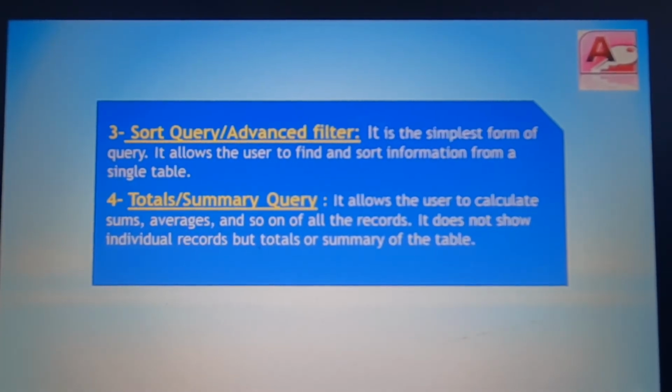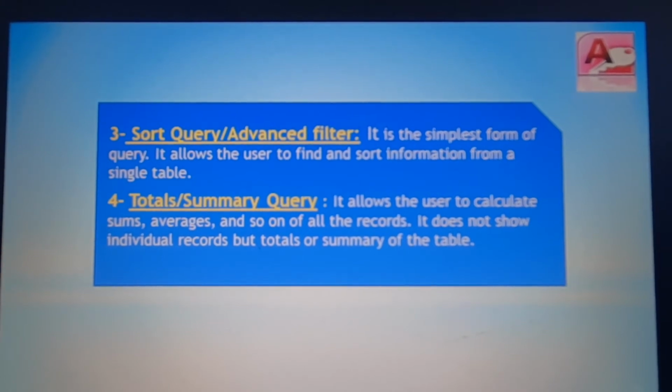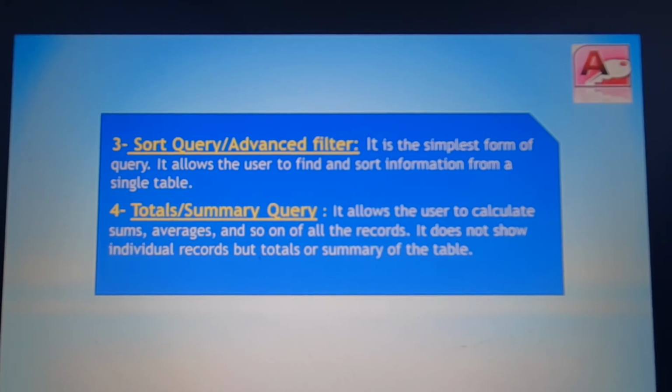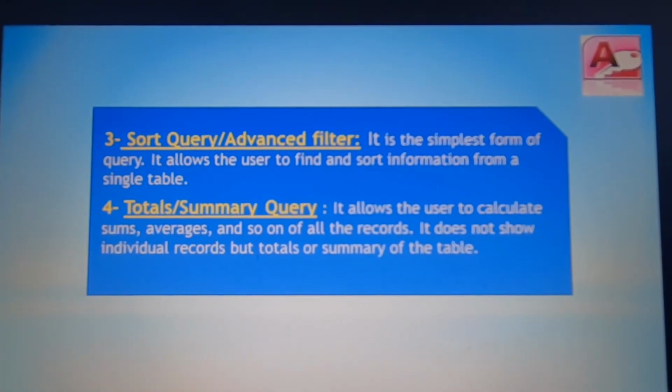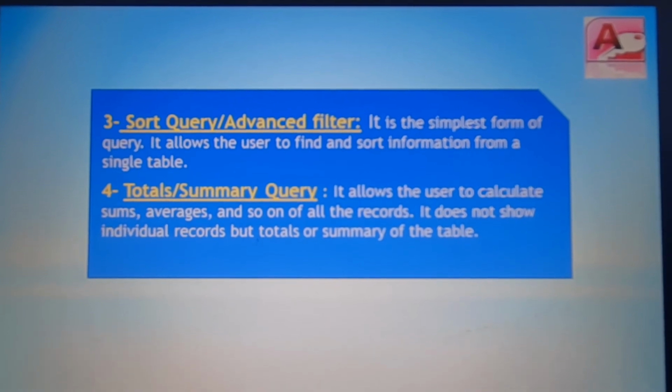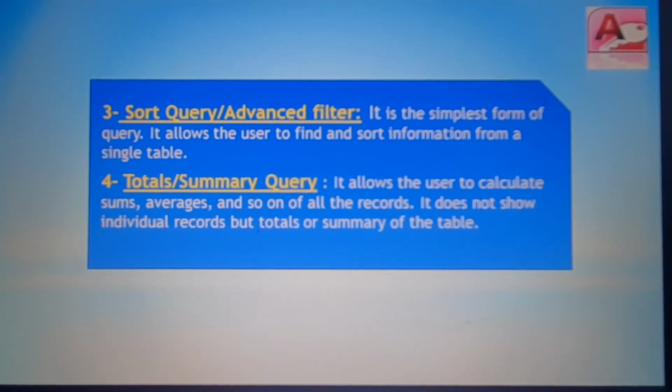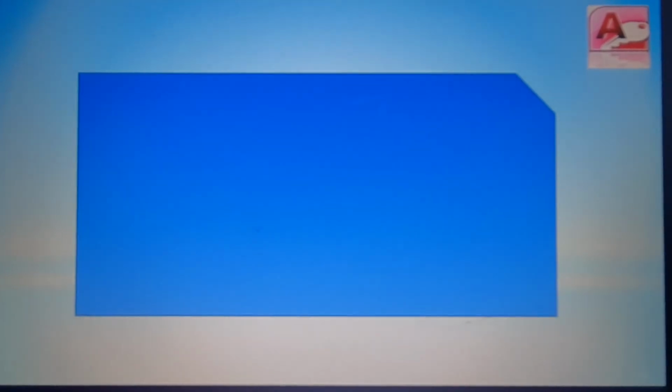Third one is sort query or advanced filter. It is the simplest form of query. It allows the user to find and sort information from a single table. Next one is totals or summary query. It allows the user to calculate sums, averages and so on of all the records. It does not show individual records but totals or summary of the table.